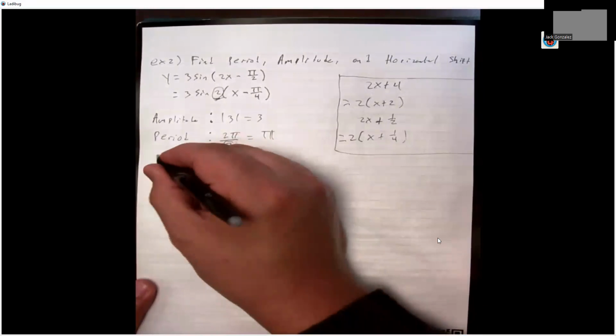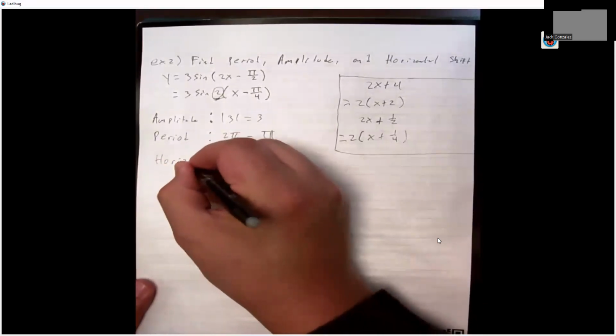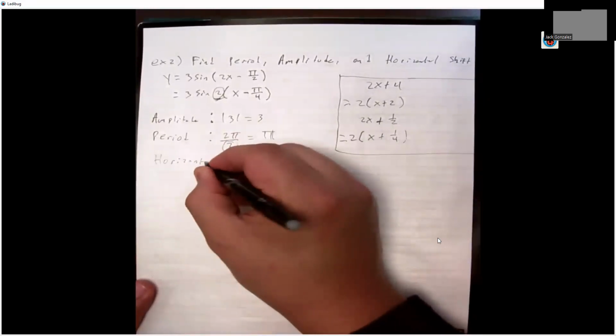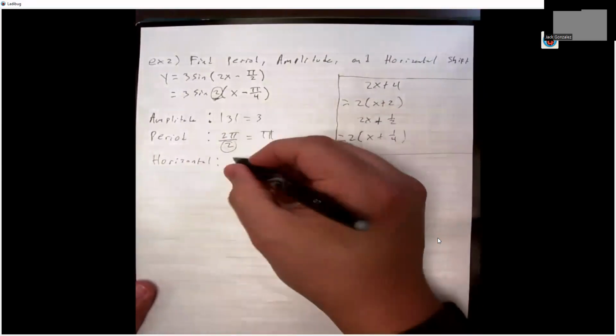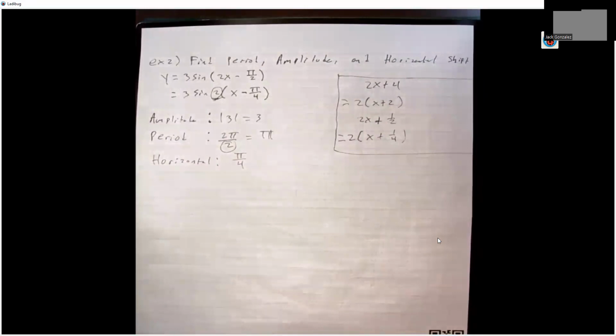Okay, what is the horizontal shift? Yeah, it's always the opposite though. It's negative pi over 4, so I'm going to choose positive pi over 4. Right. So if it was plus, switch. You don't just say it moves to the right side. You could. That would not be wrong. That's exactly what happened. Right?